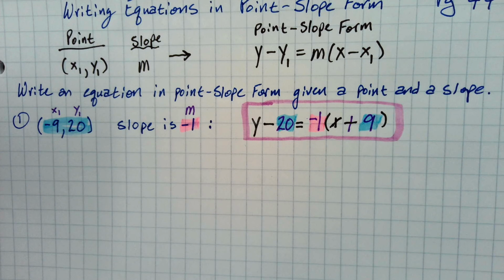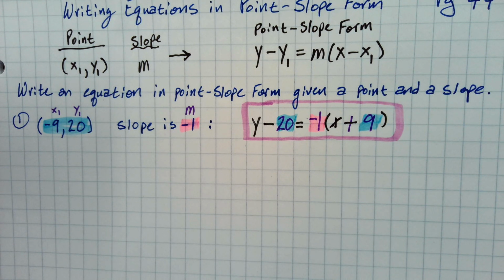So we're going to type in y minus 20 equals -1 parentheses x plus 9 close parentheses. That's the equation in point-slope form that we want. Go ahead and type it in and submit it. And fingers crossed, that's what we get. Okay, any questions?